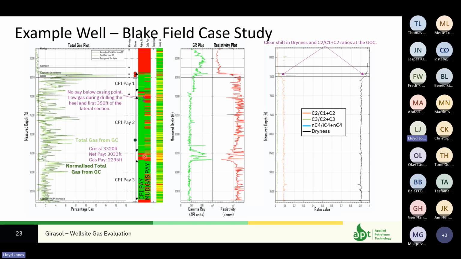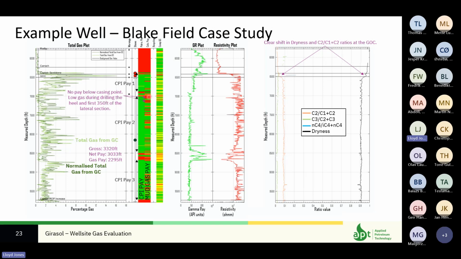But what came out of this study is that in the heel of the well, so this triangle just here is where they began drilling laterally, and in the first 350 feet of the lateral section, there's very low gas levels in all the wells we looked at, and we attribute this to the accumulation of mud and cuttings in the heel of the well, and that's inhibiting flow back to surface. So you have very low gas levels based on low levels of mud and gas therefore reaching the top side.